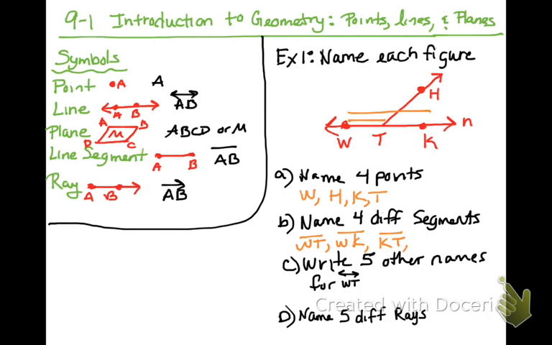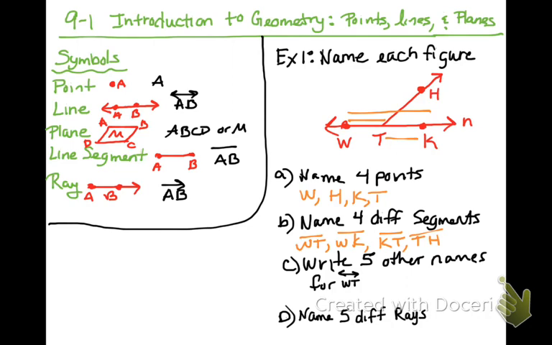So even if there's a point in between them? Yep. A segment could be a long or a short line. What about TH? TH. Well, that's the 4th one. Now, notice instead of WT, it could be TW. Depends on how you want to write it. WK and KW are the same thing. KT and TK are the same thing, and TH and HT are the same thing.